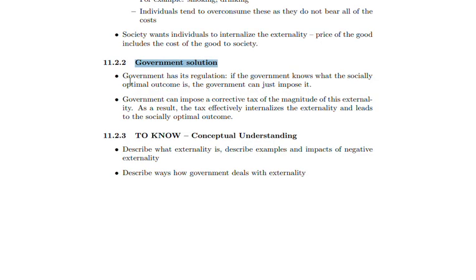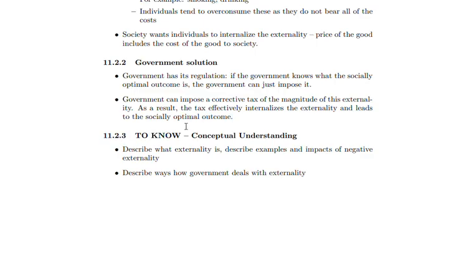The government solution: government has its regulation. If the government knows what the socially optimal outcome is, the government can just impose it. And the government can impose a corrective tax of the magnitude of this externality. As a result, the tax effectively internalizes the externality and leads to the socially optimal outcome.